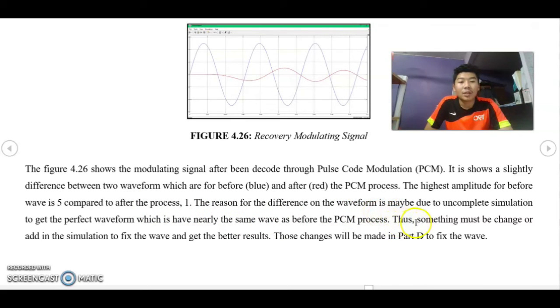And for the solution, something must be changed or added in the simulation to fix the wave and get a better result. All those changes will be made in part D to fix the wave. So we have a great waveform compared to this result here. And I think that's all from me. Thank you.